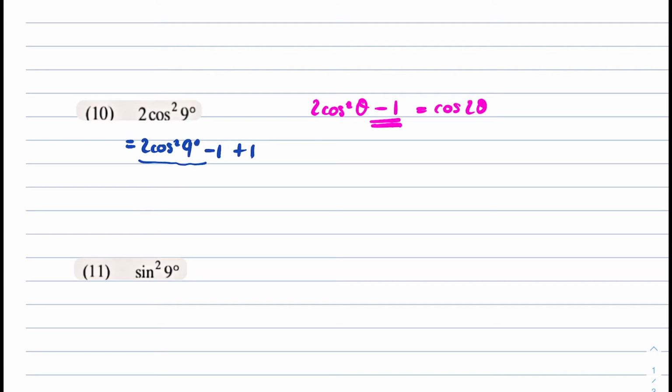And then this part here is our cos double angle. So this becomes the cos of 18 degrees, and we've got plus 1. Well, the cos of 18 degrees is our p. So we have p plus 1.